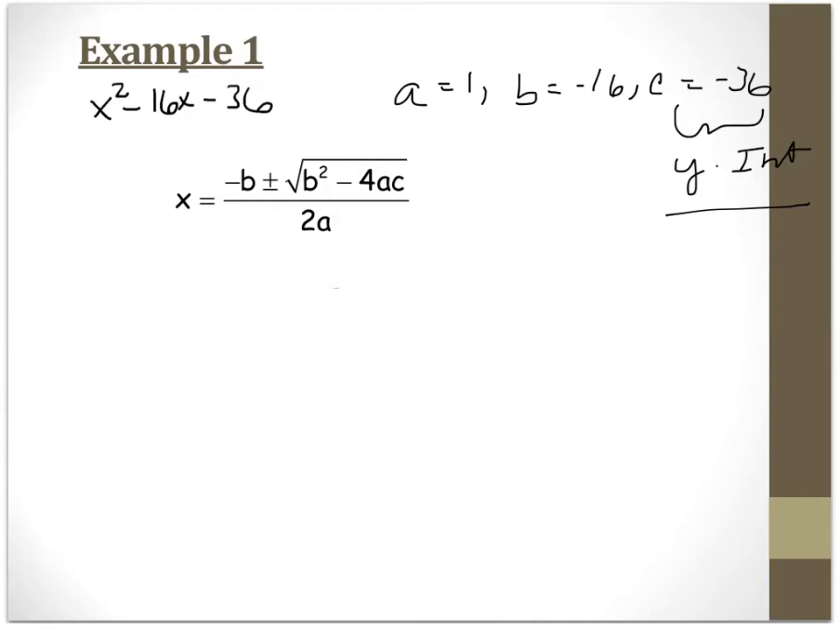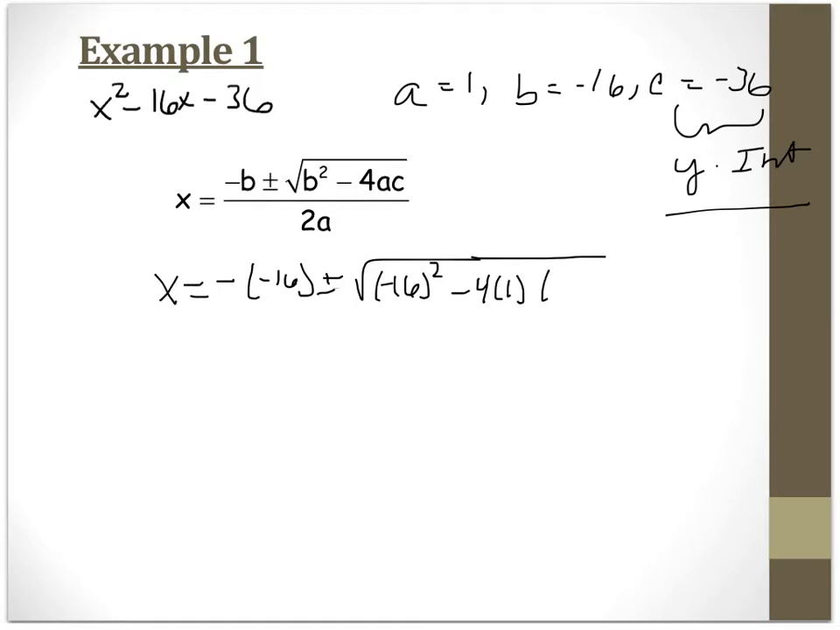Now let's go ahead and just apply our quadratic formula. We know our x is going to equal the negative or opposite of negative 16 plus or minus the square root of negative 16 squared. Let me clean that up a little bit. Minus 4 times a, which is 1, times c, which is negative 36. All divided by 2 times 1.